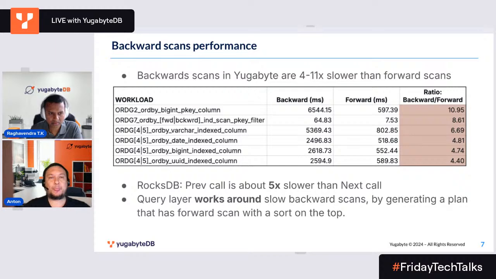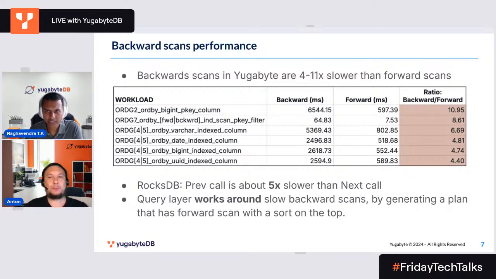As a result of such performance of backward scans compared to forward scans, the query layer works around backward scans in some cases, if it's possible, by generating a plan that has a forward scan with a sort on top to work around the fact that backward scans are slow. But such a workaround has the side effect of additional memory being used.